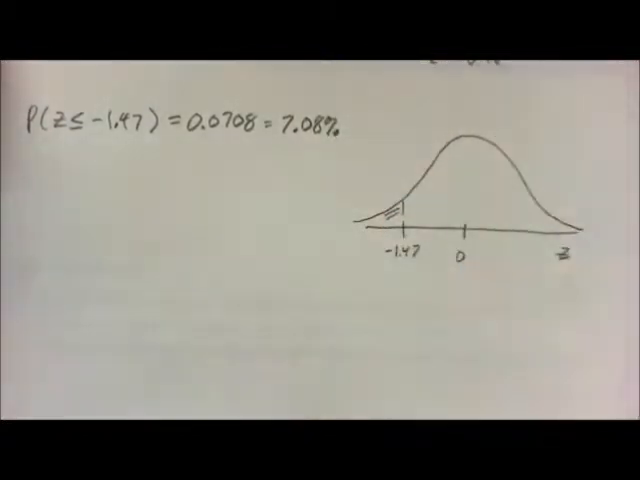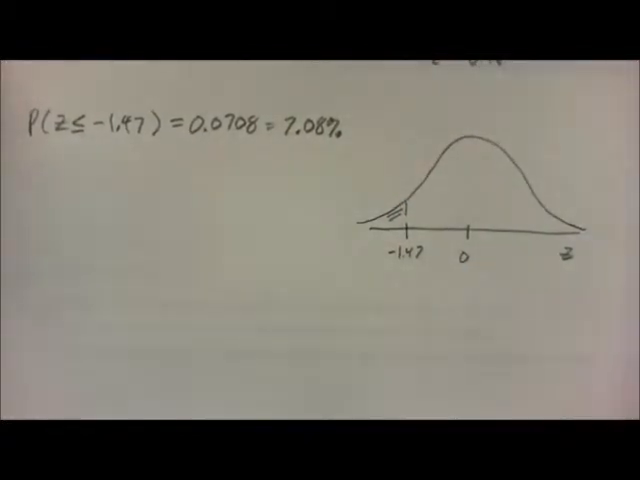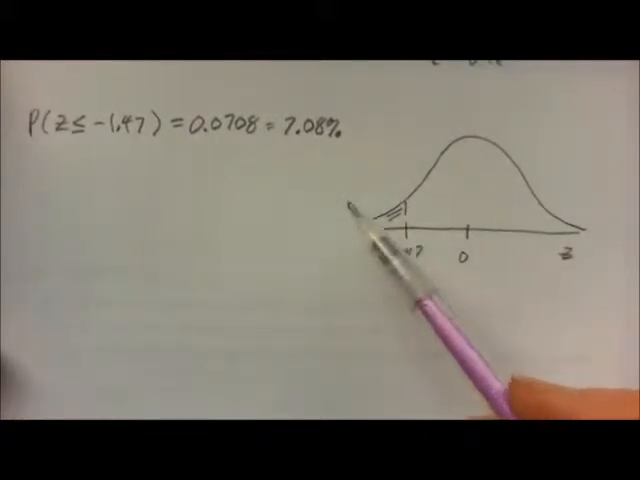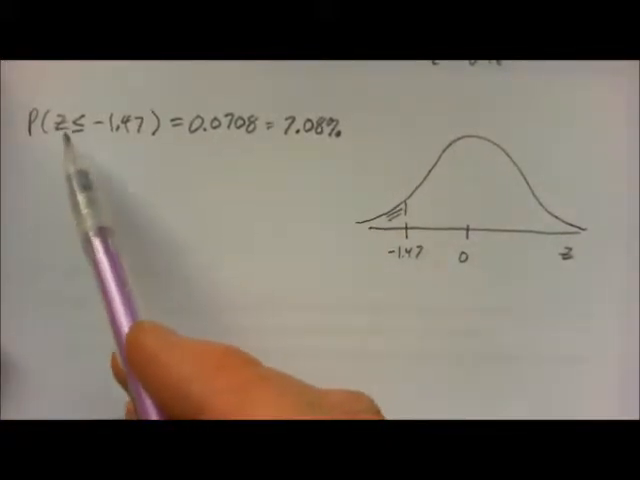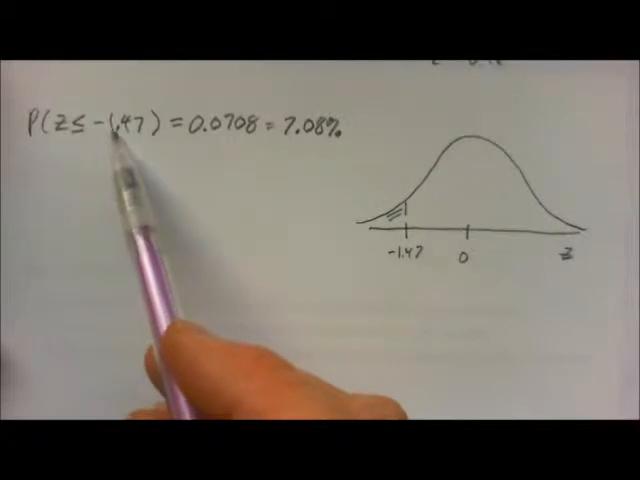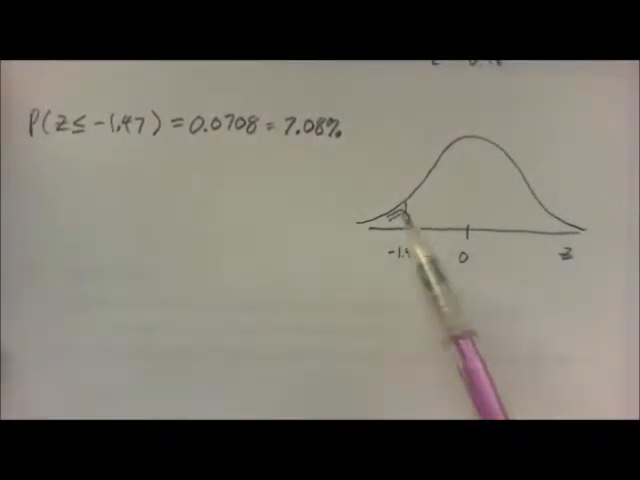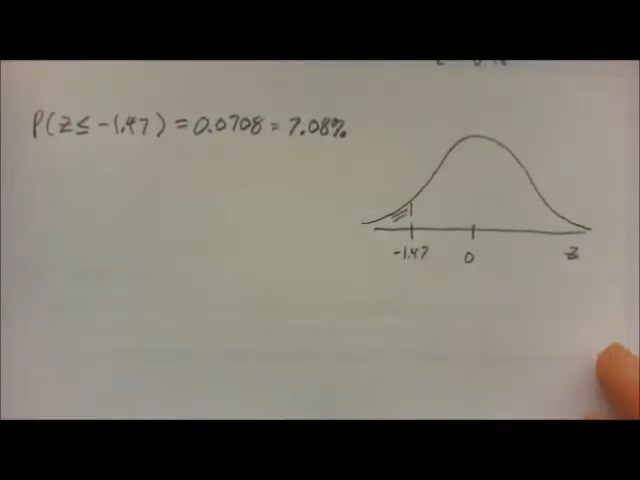7.08%. Now that concludes our first lesson. What we've done in this lesson is we've learned how to find probabilities that z is less than or equal to some value using the standard normal distribution table.